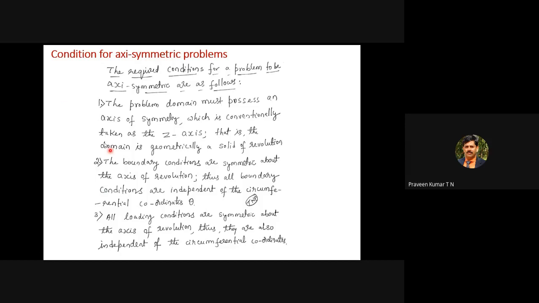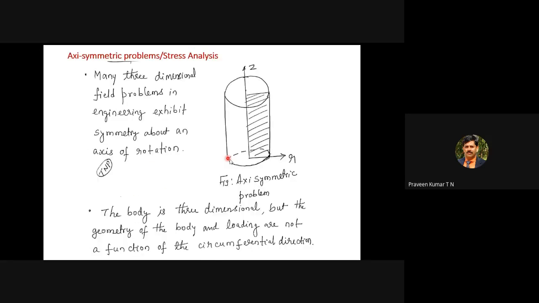The second condition is the boundary condition. The boundary conditions are symmetric about the axis of revolution. Thus, all boundary conditions are independent of the circumferential coordinate theta. Suppose you fix the left corner of the cylinder but don't fix the right side corner. It is not a symmetric boundary condition, because only the left side of the pipe is fixed, not the right side. If it is fixed on the left side as well as the right side, the boundary condition is symmetric. If you fix the back side and front side, again it is symmetric.